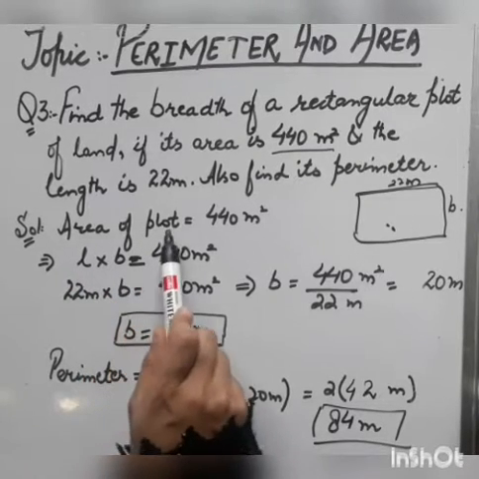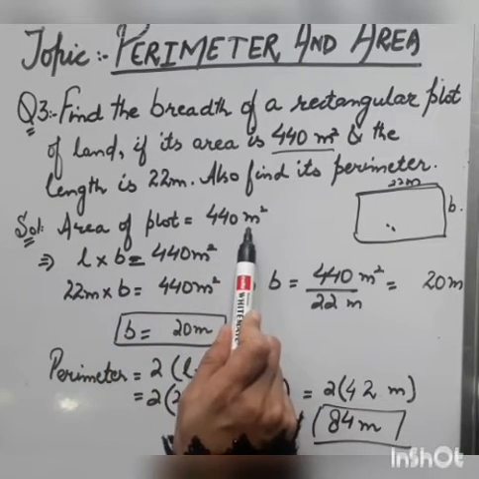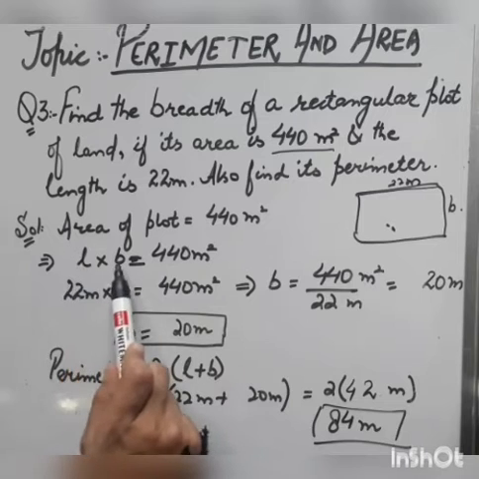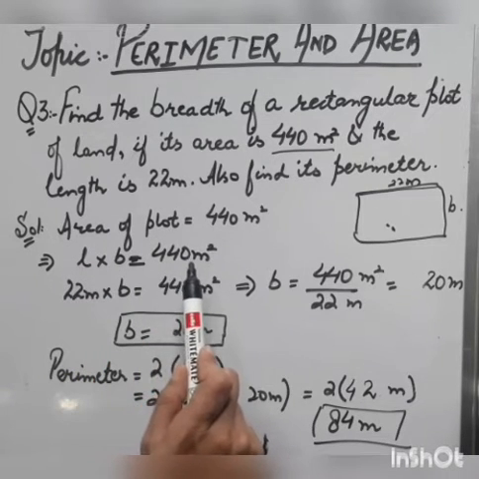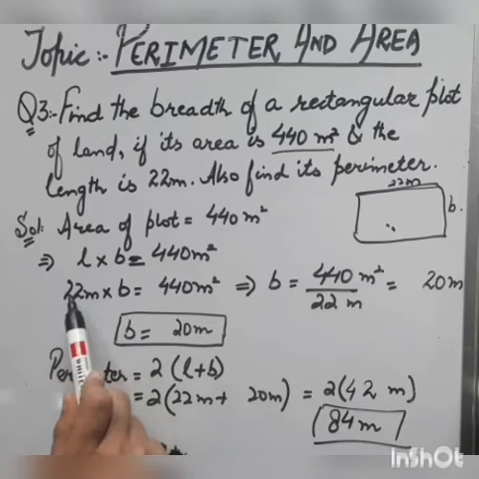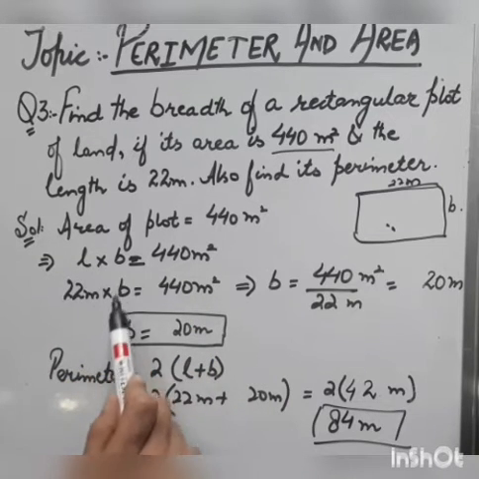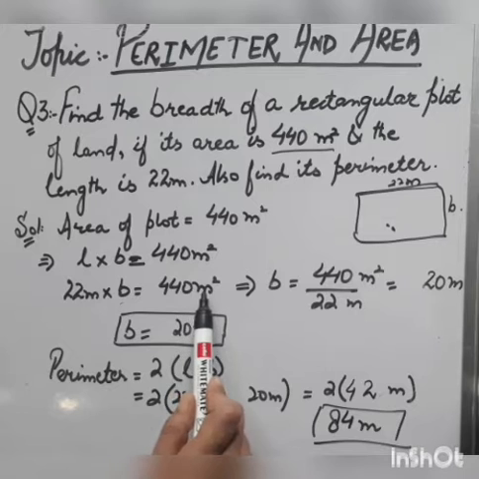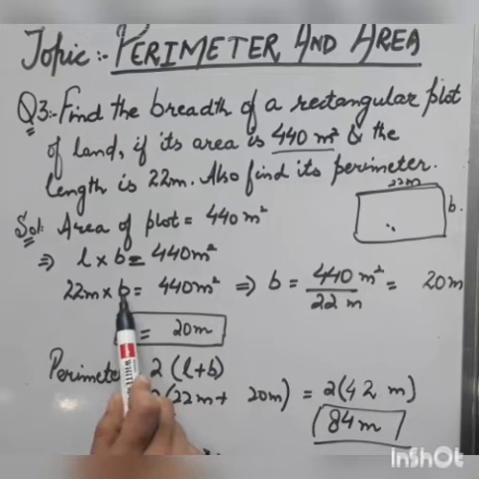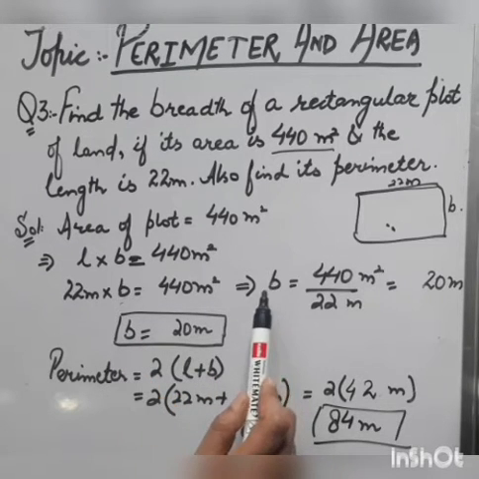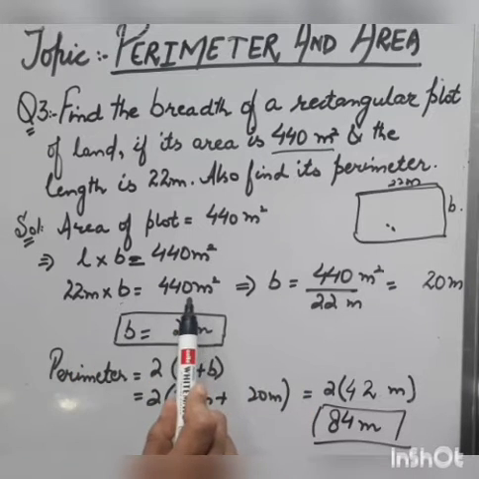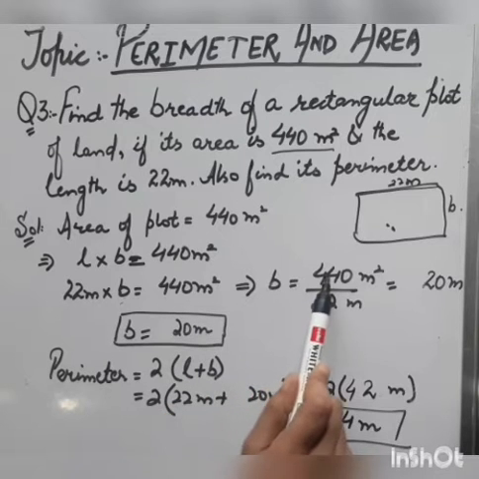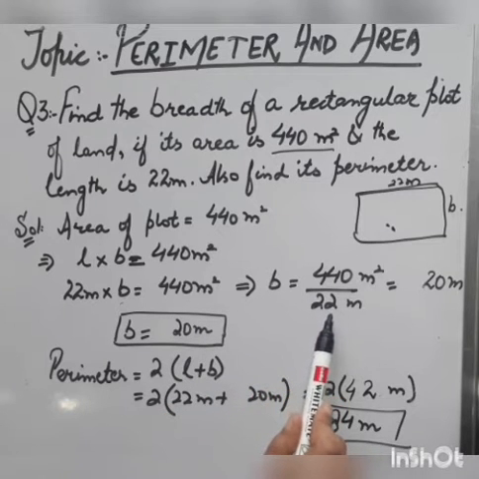So area of plot is 440 meter square. We know that area is length into breadth. So implies length into breadth is equal to 440 meter square. Now this length is given as 22 meter multiplied by breadth is equal to 440 meter square. Now we have to find this breadth. So implies this breadth is equal, this 22 meter will be shifted to this side of the equation. It was in multiplication, it will go into division. So breadth is equal to 440 divided by 22.